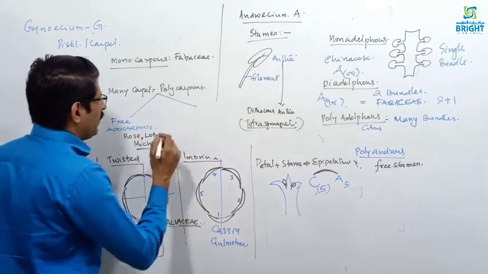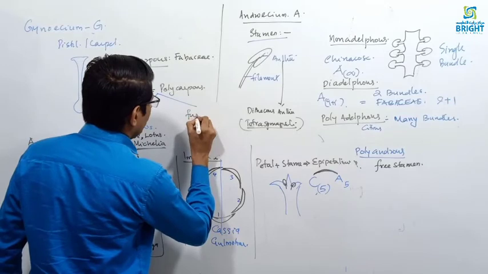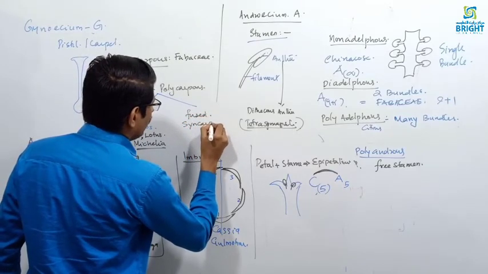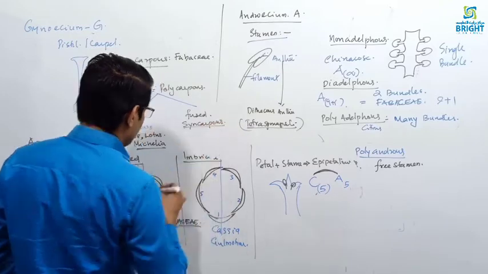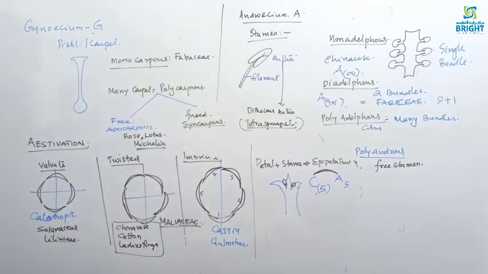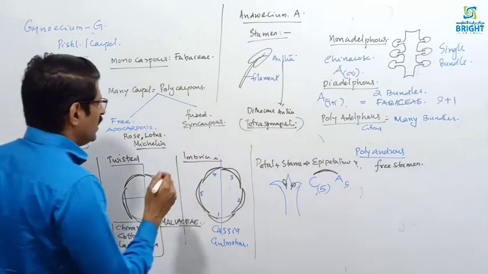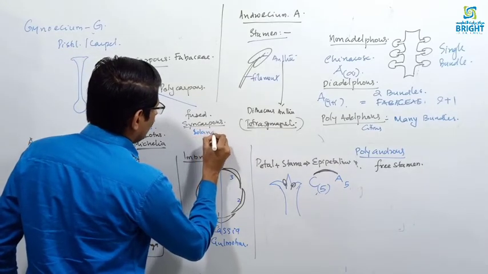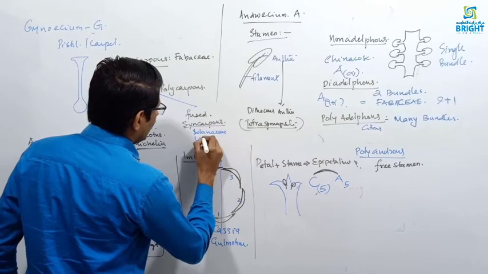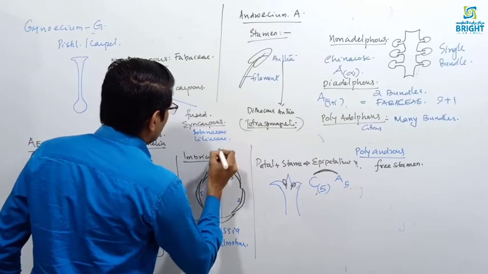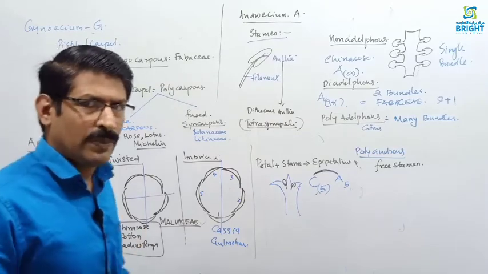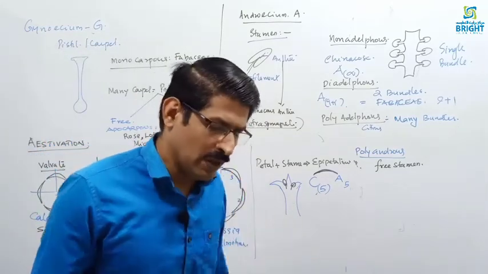When many carpels are present and they are fused, it is called syncarpous. We are studying families like Solanaceae and Liliaceae, which are syncarpous. China rose is also syncarpous. They are fused to form a single bundle.